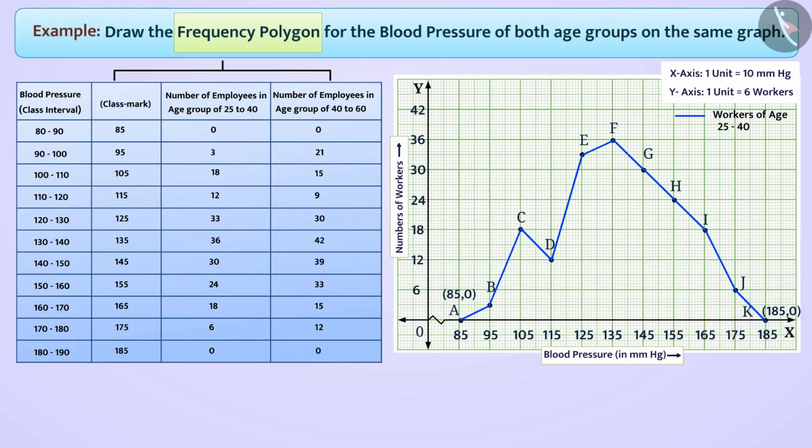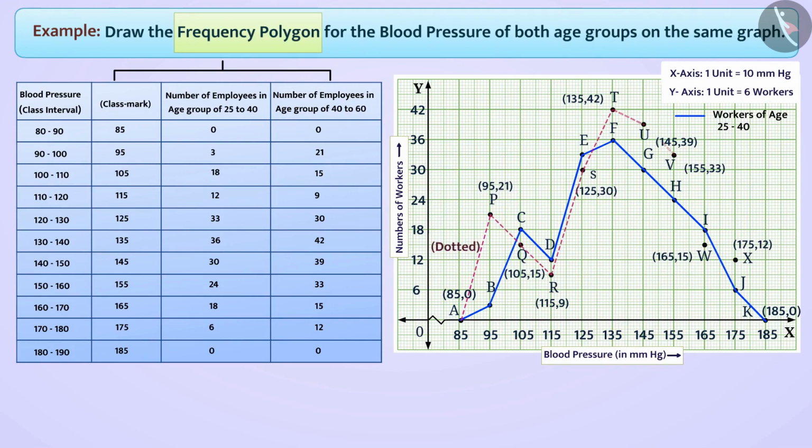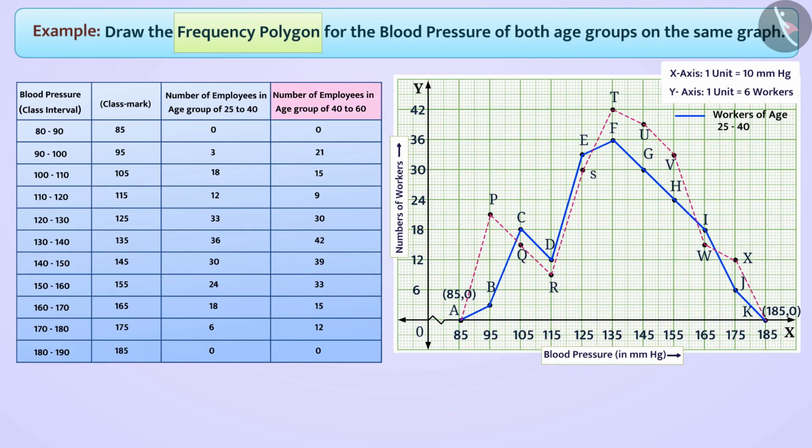In this way, different points to denote the number of employees between the ages of 40 and 60 respectively will be as follows. We will connect all the points with dotted line segments, which gives us the frequency polygon APQRSTUVWXK, which will denote the number of employees aged 40 to 60 and their blood pressure. To show that a polygon made with dotted line segments represents the number of employees between 40 and 60 years of age, we would write the sign as follows.